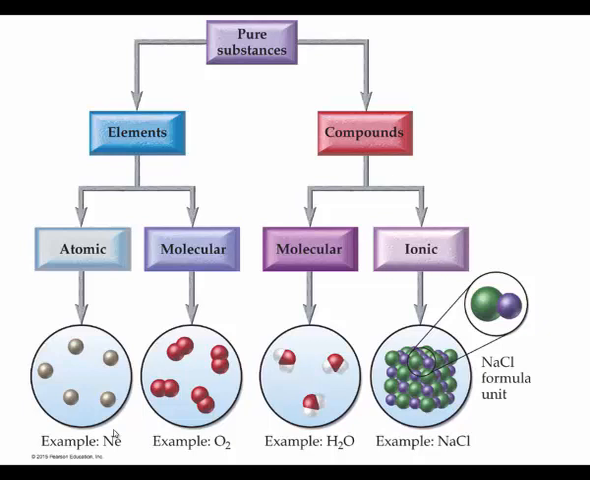So for H2O, we have 2 hydrogens, 1 oxygen. We have different types of elements, but they exist as a unit. Each time we have water, we have 2 hydrogens, 1 oxygen. Okay, so that is a molecular compound.